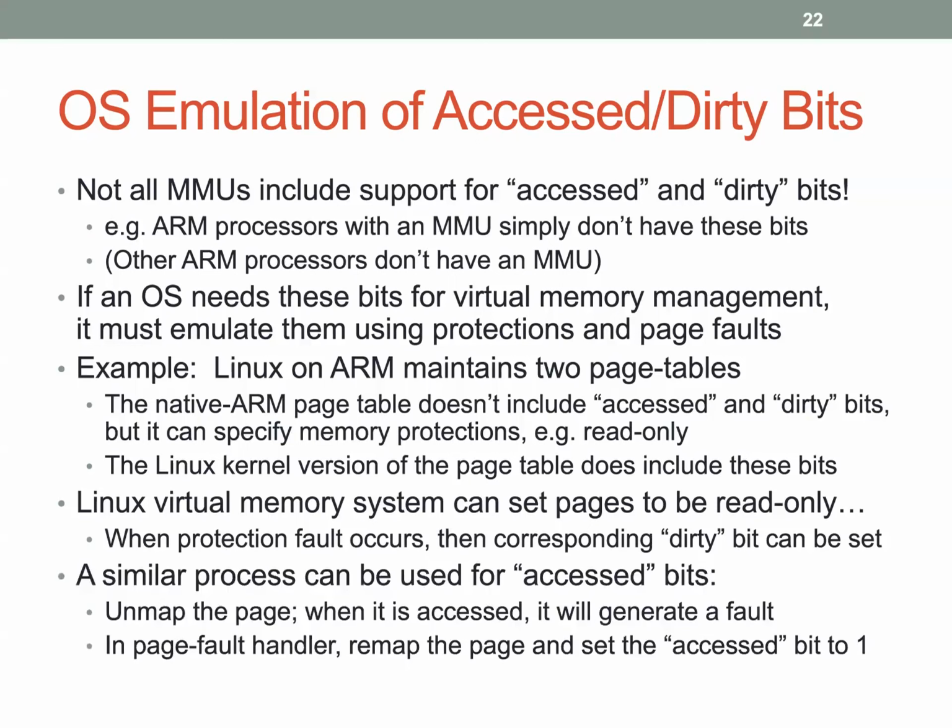Similarly, you can emulate the access bit by periodically going through and clearing the page table entry valid bits for all the pages in memory. Then as pages are accessed, you'll get a page fault. And you go in and you say, this page is present, but now we know it's also been accessed. So you can set the accessed bit for that page to know that a read occurred on it.